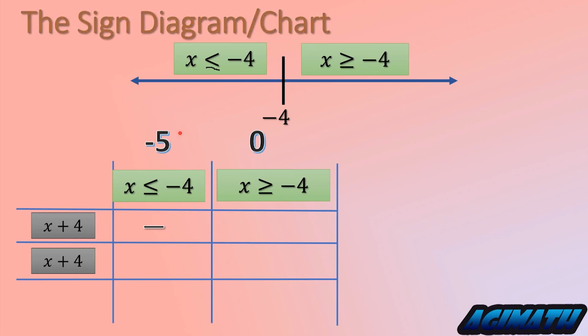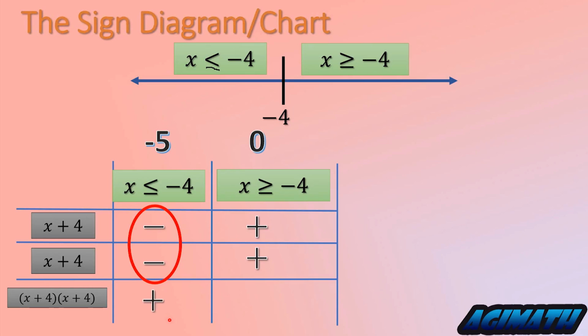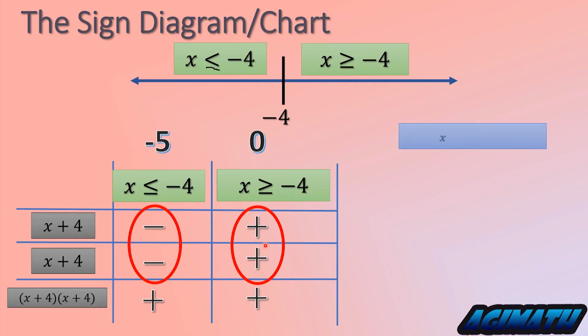Okay, negative 5 plus 4 is equal to negative 1. So the sign is negative. On the second column, 0 plus 4, we have positive 4. So the sign is positive. And then using your common sense again, we are just going to copy. So in this video, you are just allowed to copy. And then after that, we consider their products, x plus 4 and x plus 4. So negative times negative, since we have same signs, the product is positive. Positive times positive, again same sign, so the product is positive.